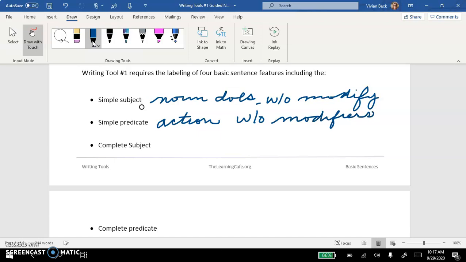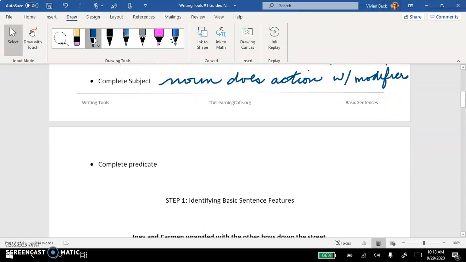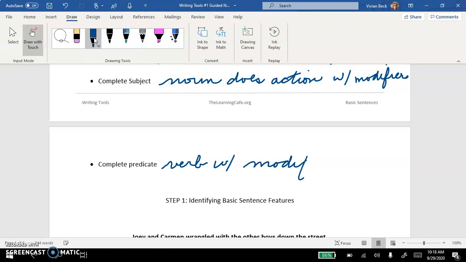Okay? Then the complete subject is the noun that does the action, whatever that action may be, with modifiers. And then you've got the complete predicate, which is the verb, the action, with modifiers. Okay? That means that the complete predicate and the complete subject are going to be longer.